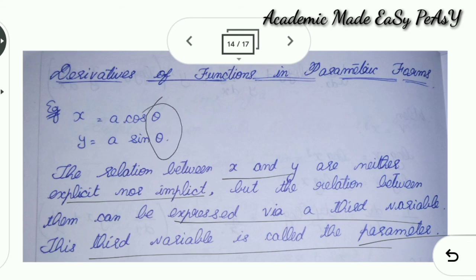As we saw in the example, we took dx by d theta and dy by d theta, so theta is the parameter. This theta is common in both, so we took it as dx by d theta and dy by d theta. The variable which we take as the third variable is called the parameter variable. I think you will be very clear with all the derivative functions.